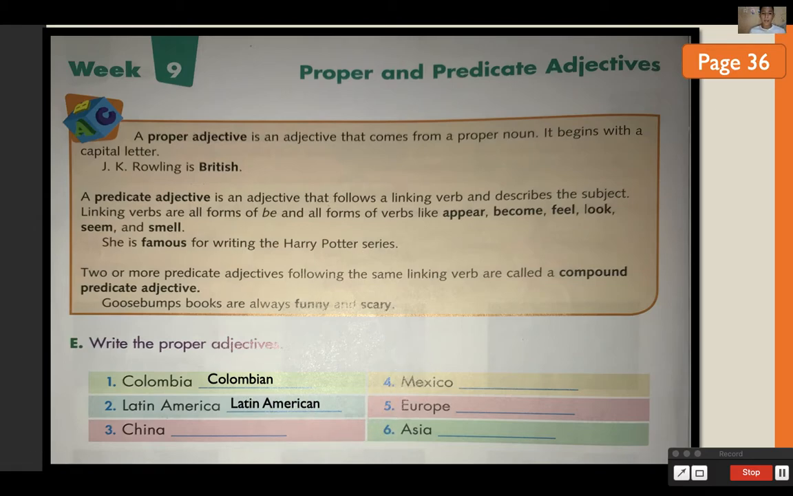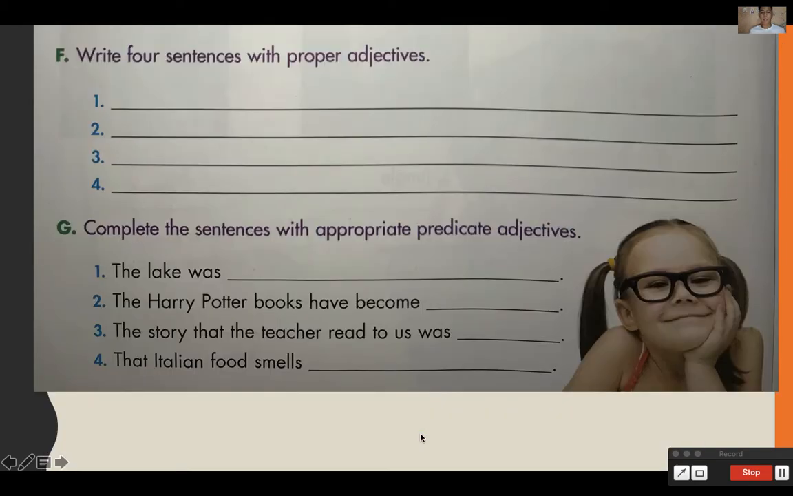Latin America. O Latinoamericano. China. Chinese. And then you have for Mexico, for Europe, and Asia. Okay. Now write 4 sentences with proper adjectives. Example: Canada is a beautiful country. Okay. Canadá es un hermoso país. Okay.